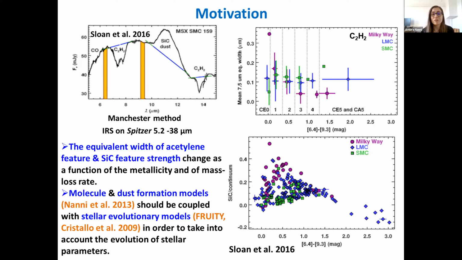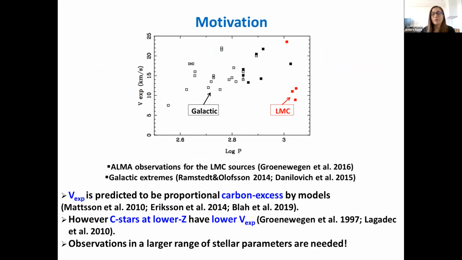So we need to interpret these trends, and in order to do so, we should couple dust formation models with the stellar evolutionary models that take into account the fact that the properties of stars are changing along their evolution. So we don't just have parameters changing one at a time, but we have a full evolutionary model. And also, we need to take into account that the stellar evolution will depend on the initial metallicity of the star.